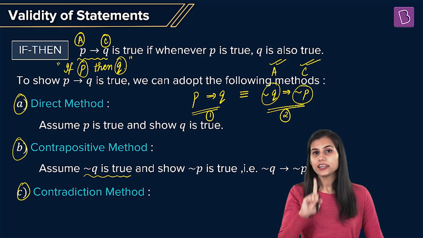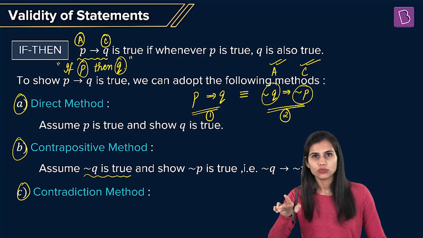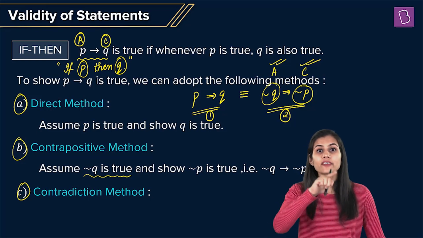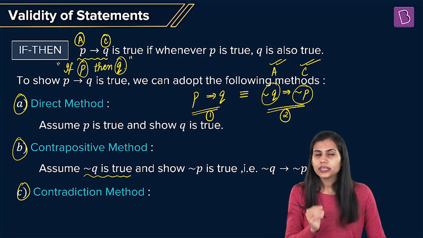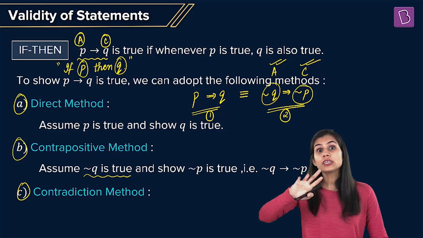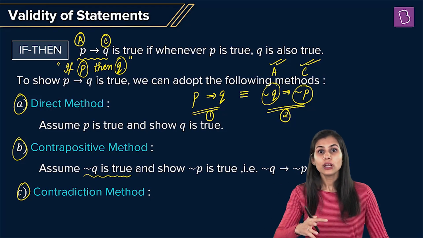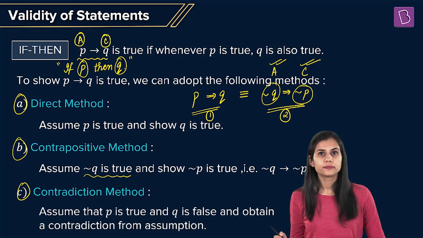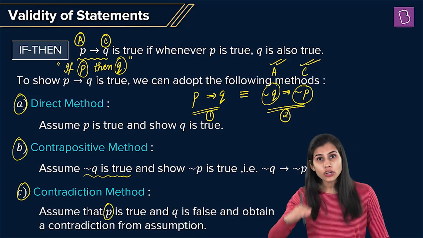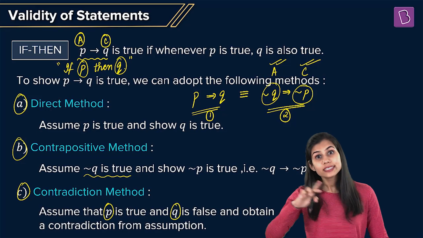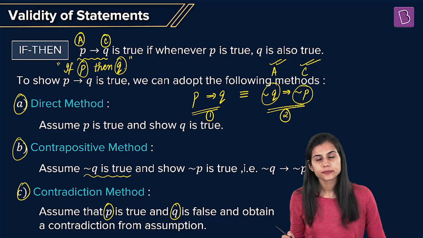What does it say? Please understand very carefully. When you have P implies Q, it is saying if P, then Q. If antecedent P holds true, then the consequent Q will hold true. So in the contradiction method, what do you assume? You assume the contradiction of this claim. You assume that P is holding true, but Q is not holding true. That is, the antecedent is holding true, but the consequent, or the resultant, or the outcome, is not holding true, or it is false.